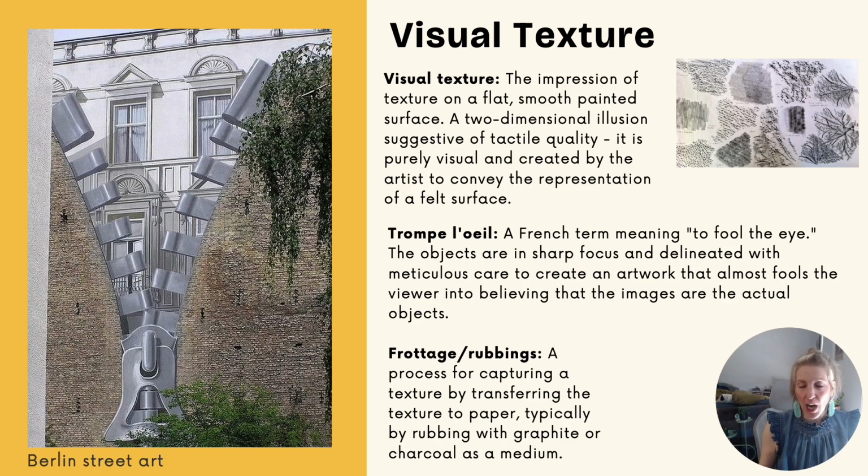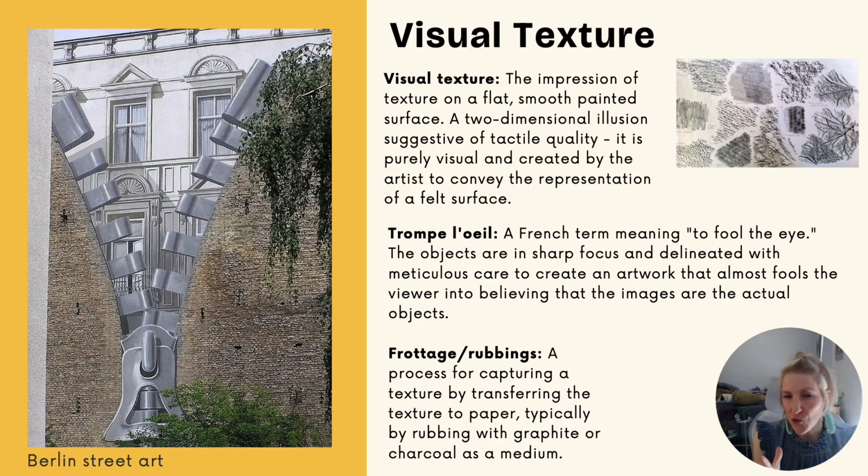And then we have frottage or rubbings. This is a process of capturing a real texture by transferring that texture to paper, typically by rubbing loose graphite or charcoal on top of that paper. This is a really fun exercise. The top right image is some examples of rubbings that you should do when the weather's nice.